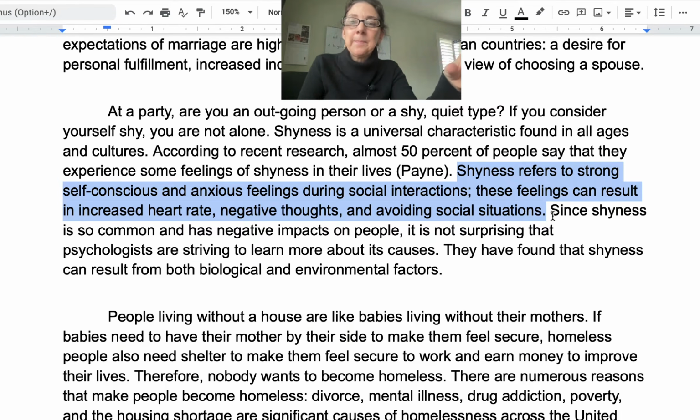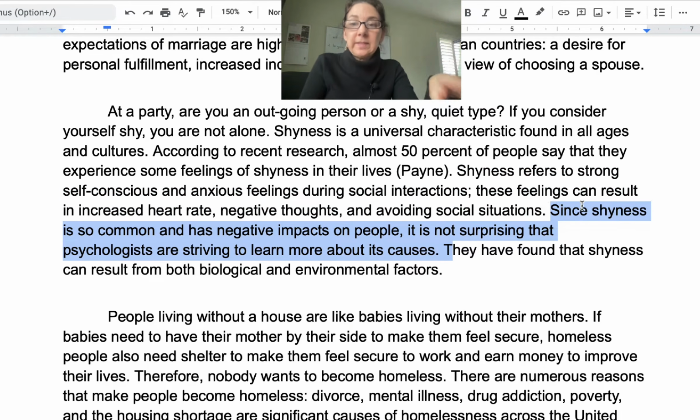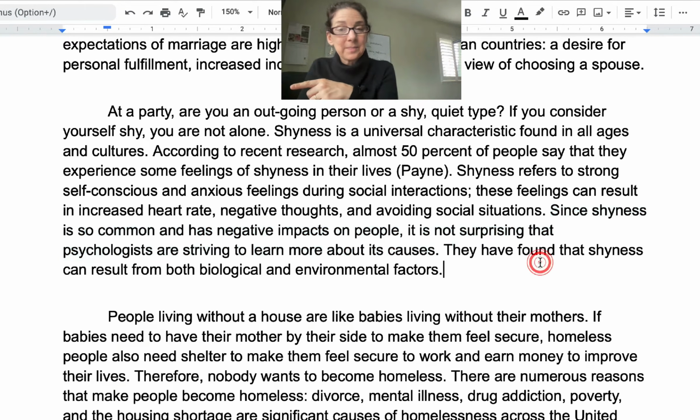Okay, next, we have, since shyness is so common, so that's referring back to this statistic, and has negative impacts on people, it is not surprising that psychologists are striving to learn more about its causes. See the flow of ideas here? The first part of the sentence refers back to these ideas in the background, and then the next one refers to the thesis statement. They, who is they? Psychologists.